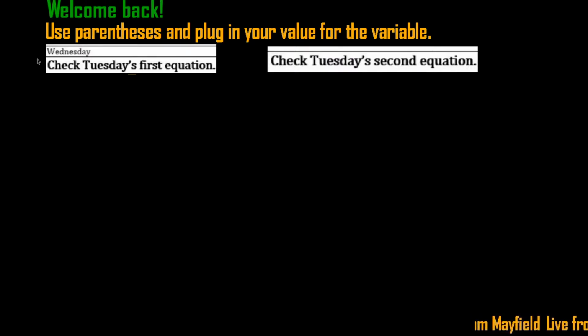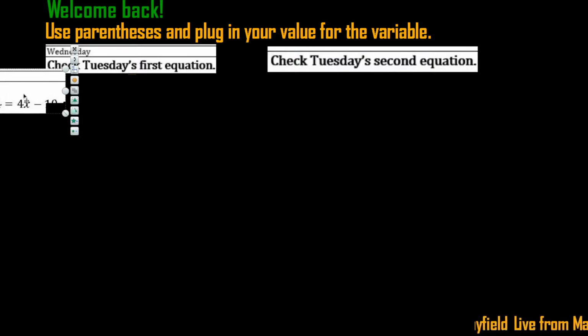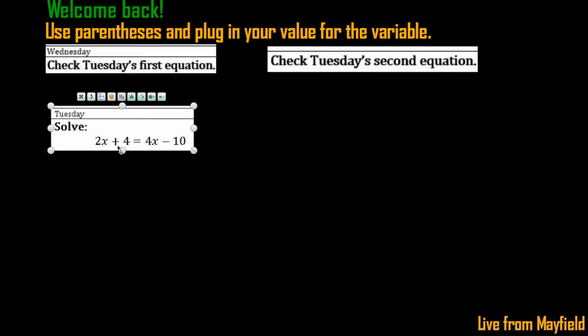And in this video, we're working on that Wednesday warm-up, but we're using Tuesday's ideas to check our answer. So again, it says check Tuesday's first equation. If you look back from yesterday, our first equation was 2x plus 4 equals 4x minus 10. And anytime you check your equation, you're taking the value for your variable and plugging it back into your original equation.